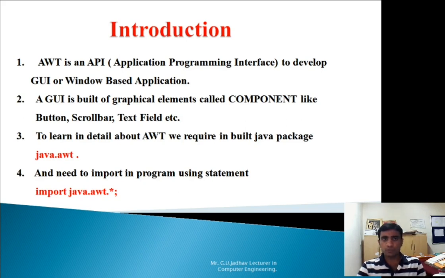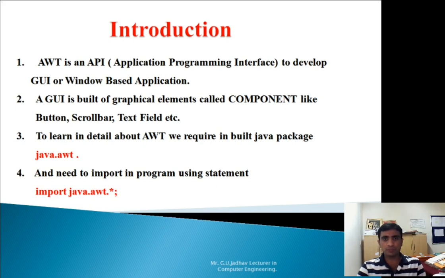The purpose of AWT is to create only GUI and window based applications, the GUI, graphical user interface. Now what is the meaning of GUI? GUI is built up of graphical elements called components, like button, scroll bar, text field, etc. Whenever you see an application on your desktop, on your computer system, that application is nothing but a GUI, graphical user interface.